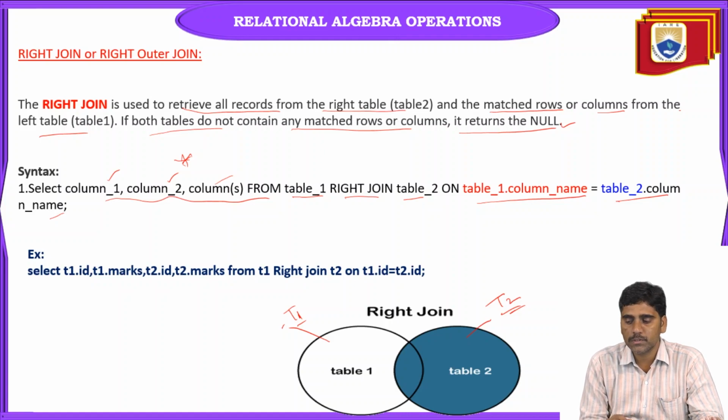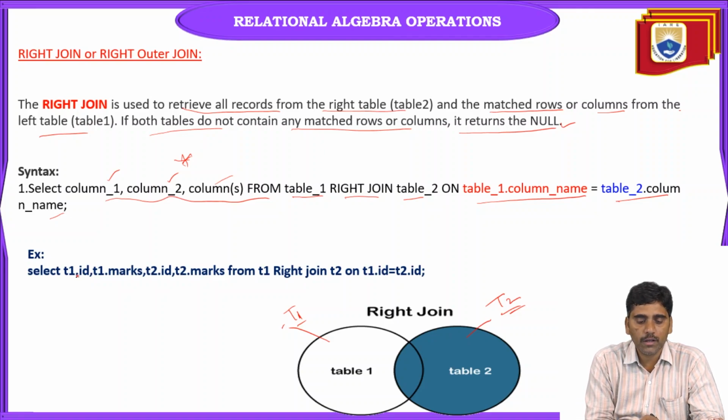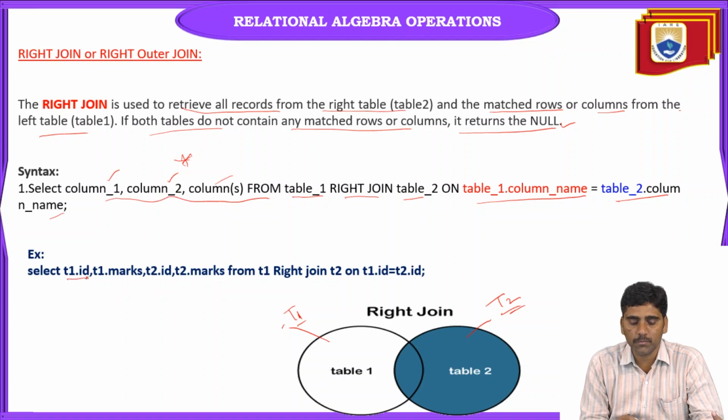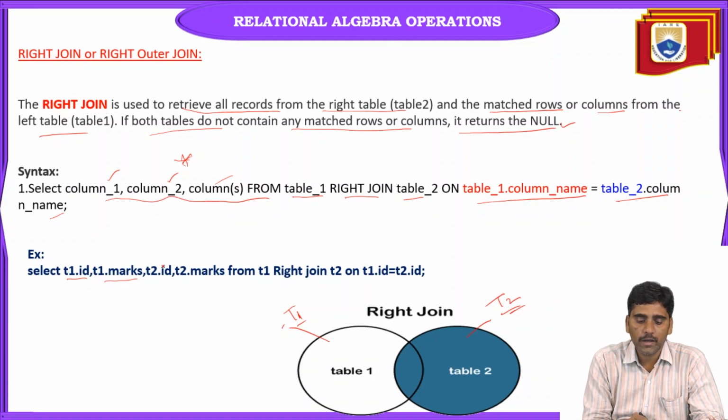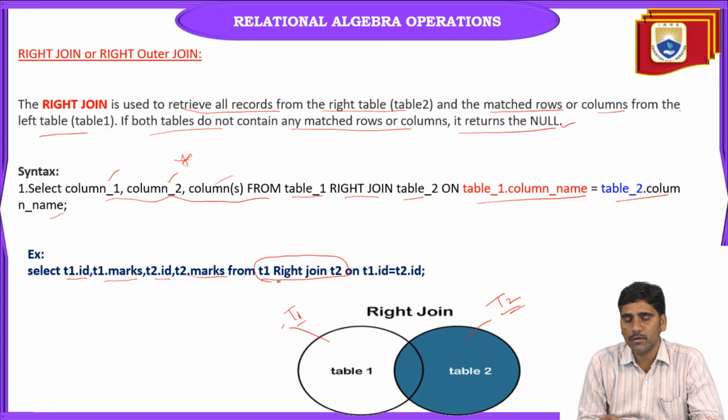So select column names from table 1 right join table 2 on table 1.column_name equals table 2.column_name. For example, select t1.id, that is the id from table 1, and t1.marks, the marks from table 1, t2.id, the id from table 2, and t2.marks, the marks from table 2, from T1 right join T2 on T1.id equals T2.id.